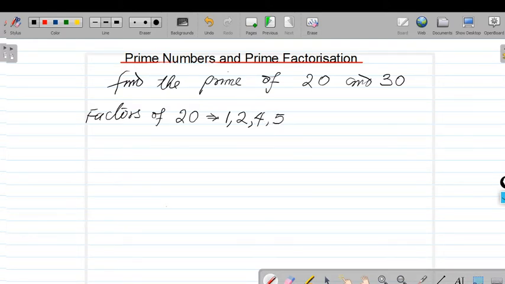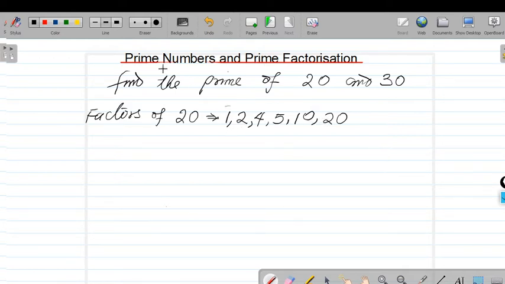5 can divide 20, can 6 divide 20? No. 7? No. 8? No. Can 9 divide? No. 10 can divide 20, 11, 12, 13? No, no, no, until 20. So the factors of 20 are 1, 2, 4, 5, 10, and 20.